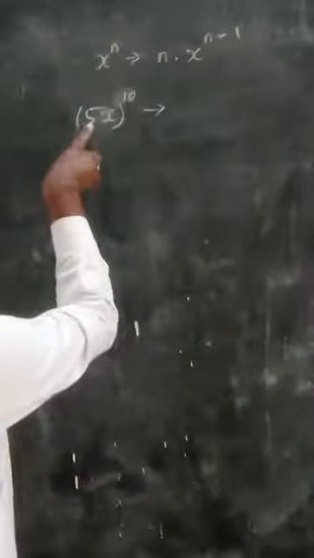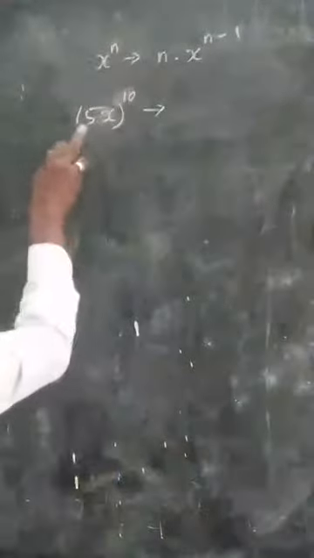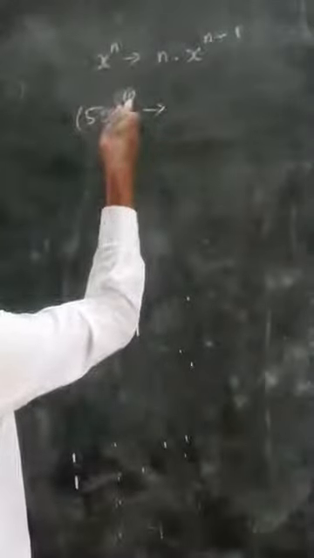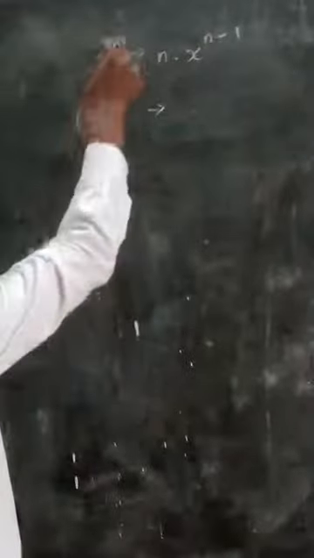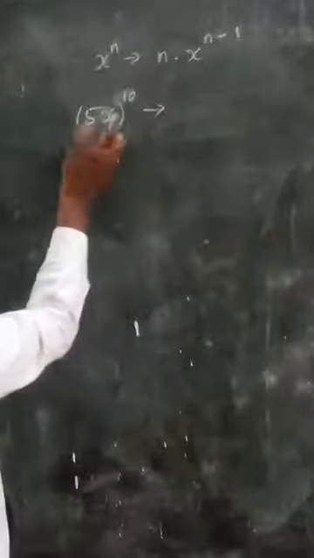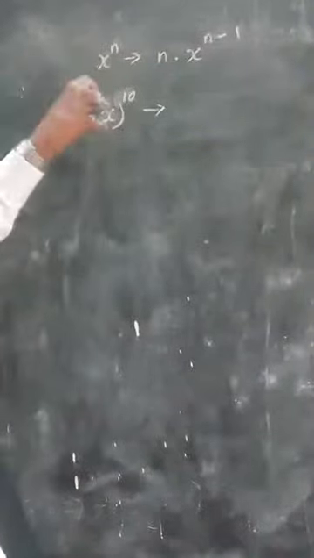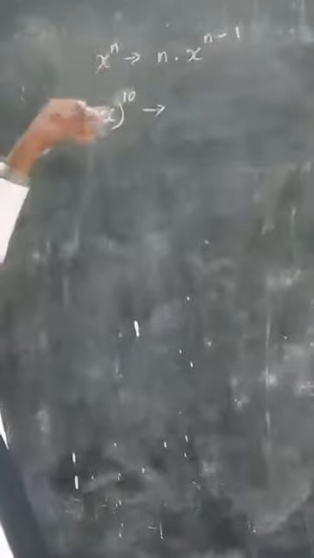In the same way, suppose it is 5x to the whole power 10, what do I have to do? Listen very carefully. This will help you to do the problems by yourself. 5x to the power of 10. Now I am going to apply the same formula x power n even in this situation. Which means, what is the meaning? In my mind, I am thinking that this 5x is nothing but x. Yes or no? I am treating 5x as x in my mind. Then only can I apply this formula.